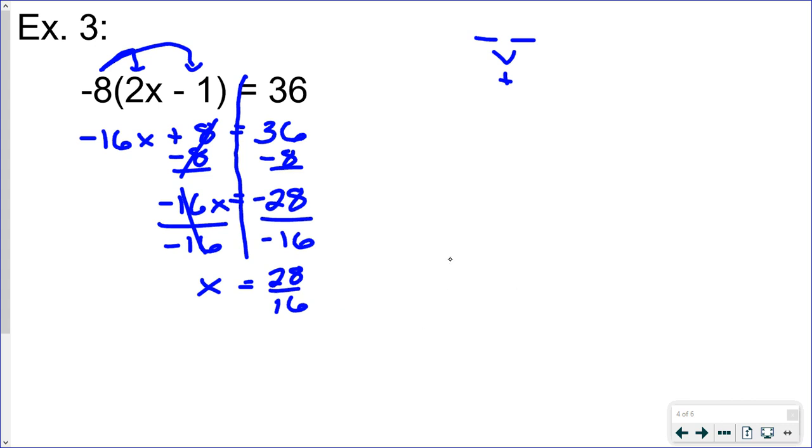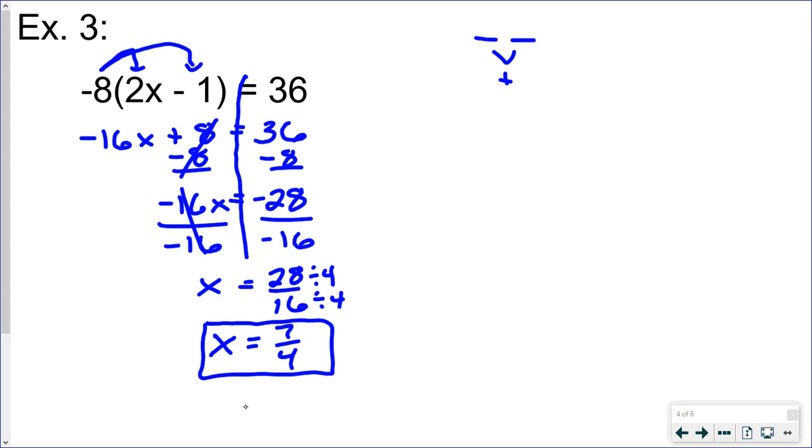Excuse me. Sorry. But you do need to make sure it's simplified. So these are both even numbers. So I know it's divisible by 2, but is there a bigger number? Well, 16 has factors of 8 that won't go into 28. It's also got a factor of 4 that will go into 28. So we're going to divide both of these by 4. Divide by 4, divide by 4. And we get x equals 7/4. Again, it's improper, but that's okay. Leave it that way.